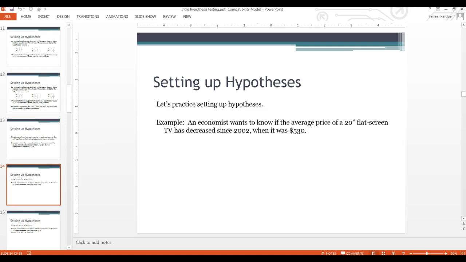So, some practice setting up hypotheses. Take a minute, read that, and set up the hypotheses. Pause the video and see if you get it right. And then I'll give you some practice too.